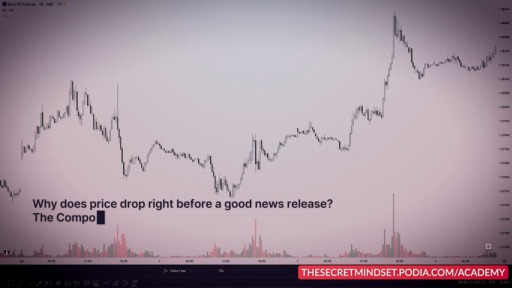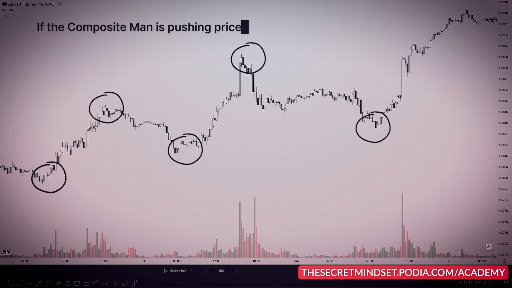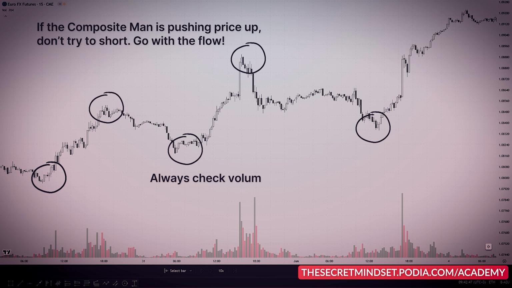Why does price drop right before a good news release? The composite man might be selling into the excitement. Why does a market sometimes go up on bad news? The composite man might have already sold. The bad news was expected. Now he's buying again at lower prices. Trading with the trend is key. If the composite man is pushing price up, don't try to short. You'll probably lose. Go with the flow. Again, always check volume. It's the footprint of the composite man. Big volume moves are often important.